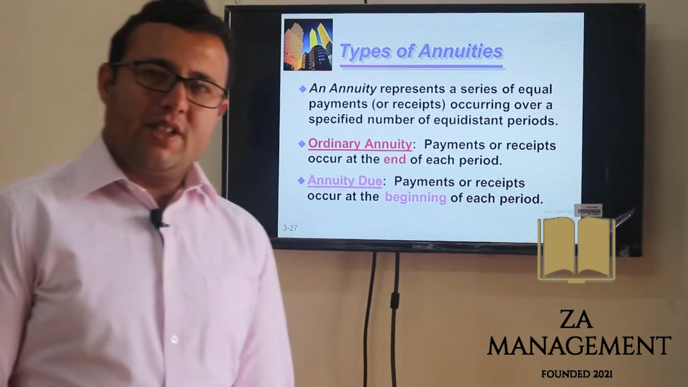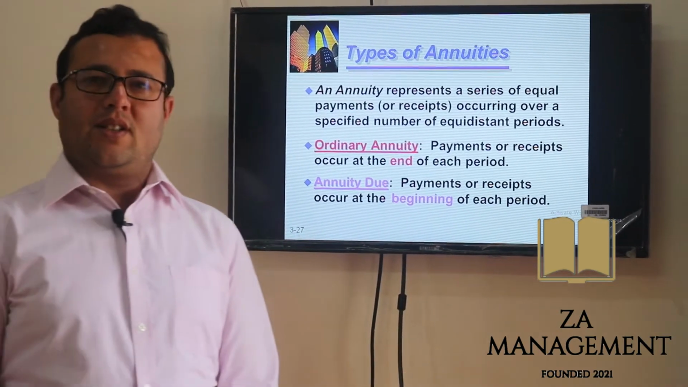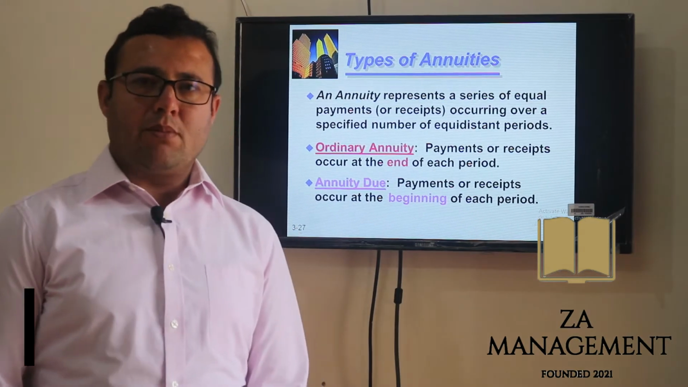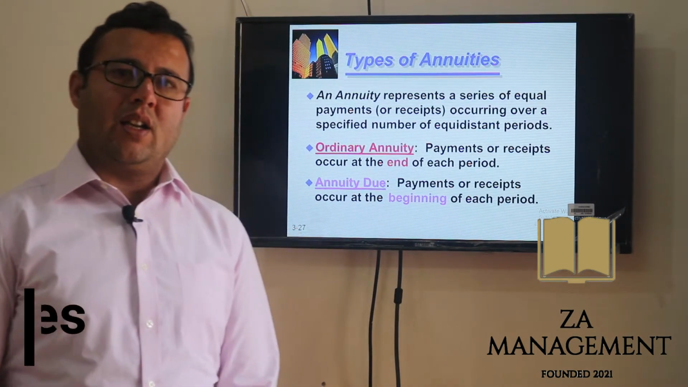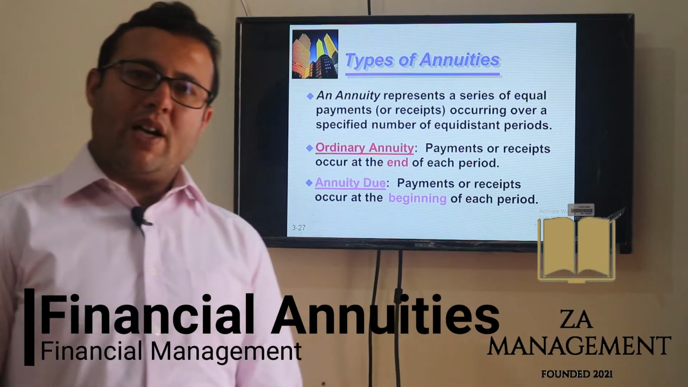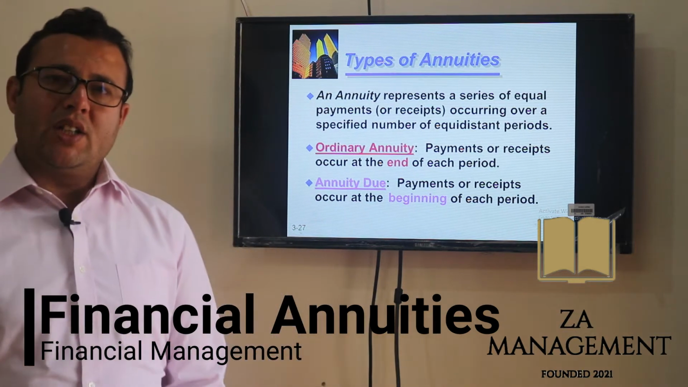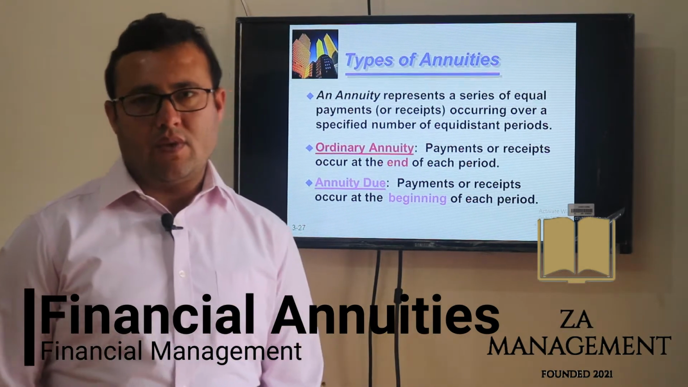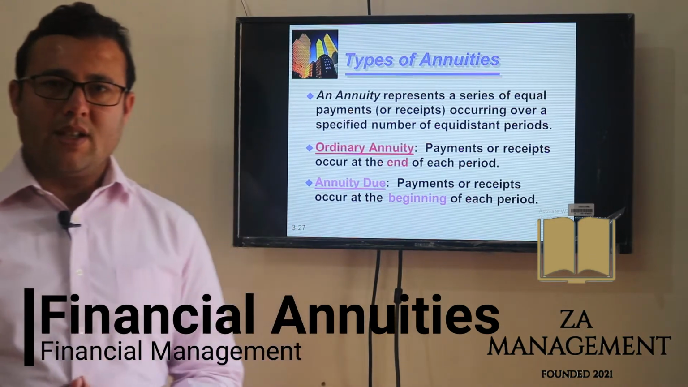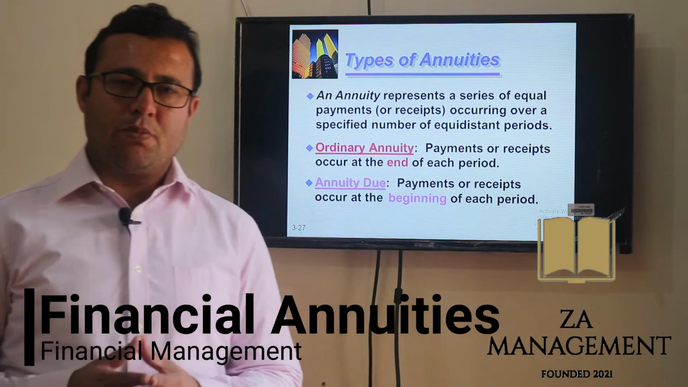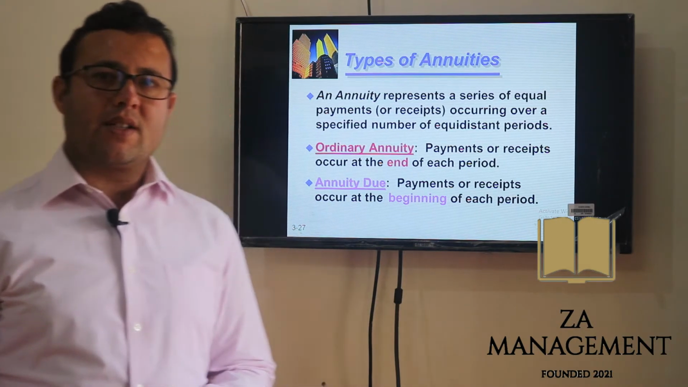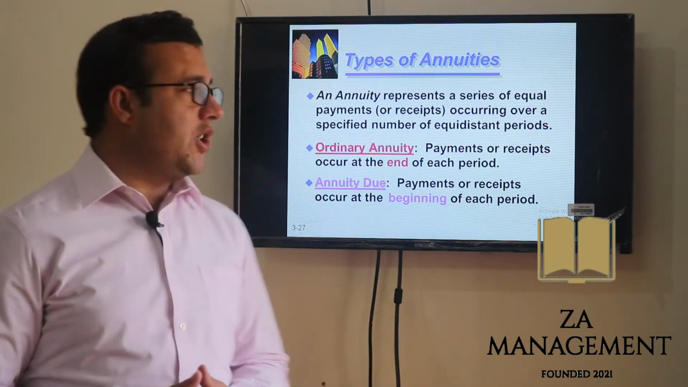Hi guys, today we will be discussing annuities. An annuity is a series of equal payments or receipts for a specific number of years, occurring at equal durations from one another. Annuities can be divided into two categories: ordinary annuities and annuity dues. In the case of ordinary annuities, payments or receipts occur at the end of each period, while in the case of annuity due, payments or receipts occur at the beginning of each period.